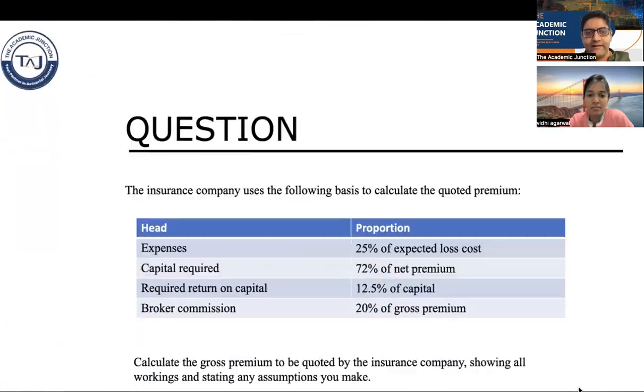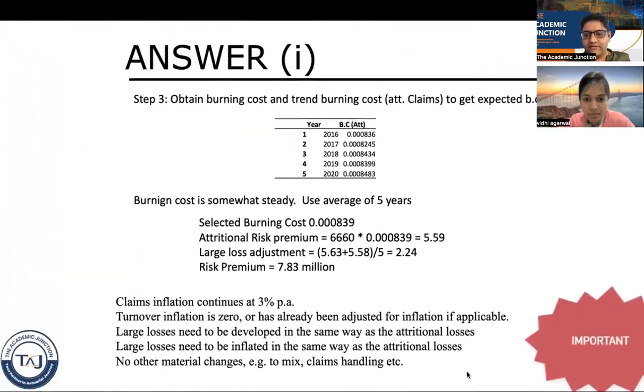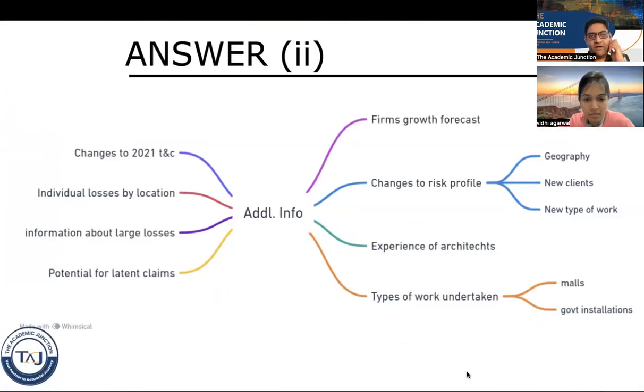Let's look at the answers just once so that you guys also see. So for example, from growth forecast, types of work that the architects undertake. So Vidhi, you came to that point where you're talking about the architects, right? So not just number of architects, also the type of works. Do they work on malls, government installations, houses, whatever, right? One knockoff point is, what is the experience of the architects? Number of architects, experience of the architects, right?